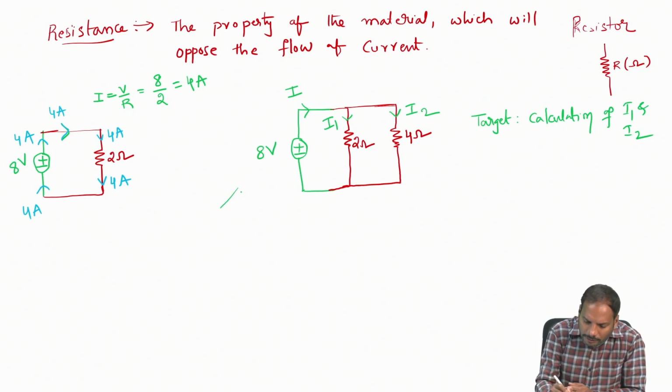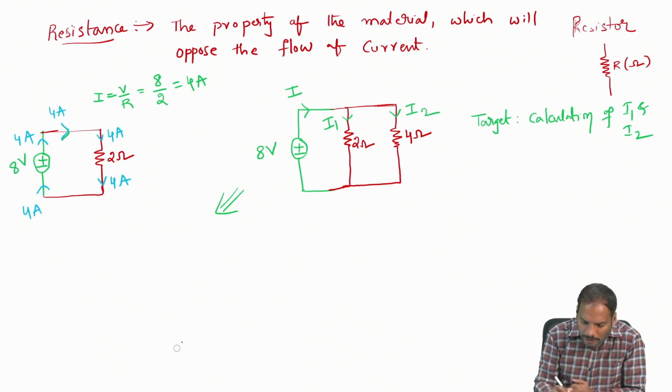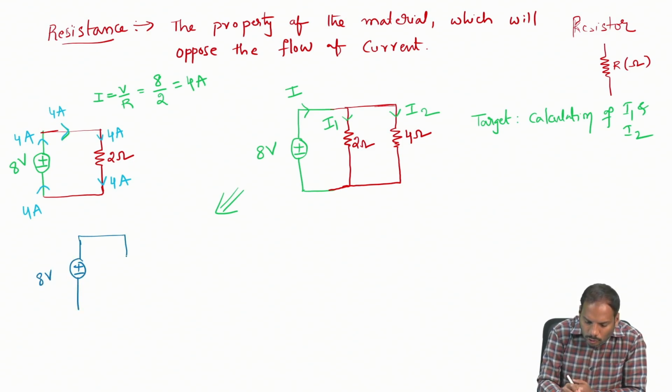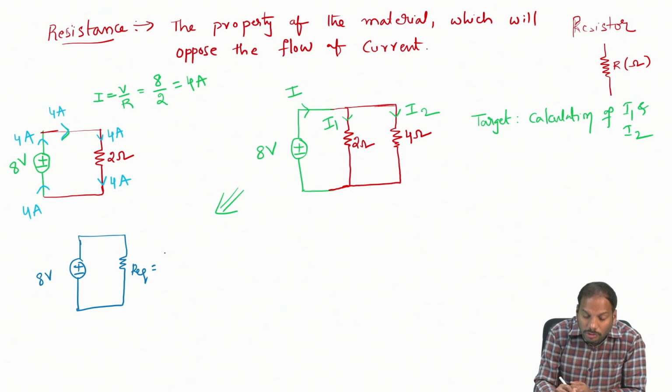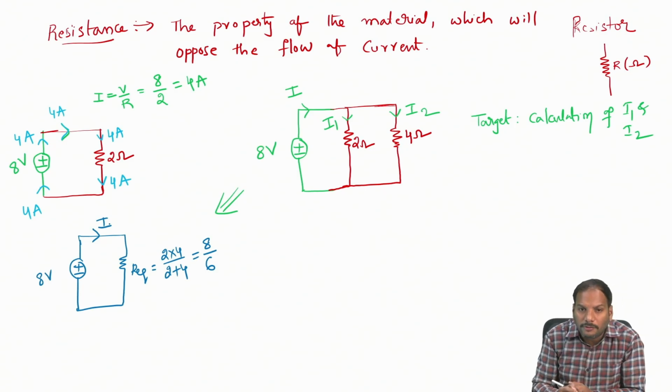So simply what can I do for this? Simply you try to replace the two resistances which are in parallel with a single resistor. I think you have a well-known formula, right? So I try to replace the 2 ohms and 4 ohms parallel combination with a single resistance. I call it R equivalent. So simple parallel combination, you know the formula, right? That is simply 2 into 4 divided by 2 plus 4. That means 8 divided by 6.